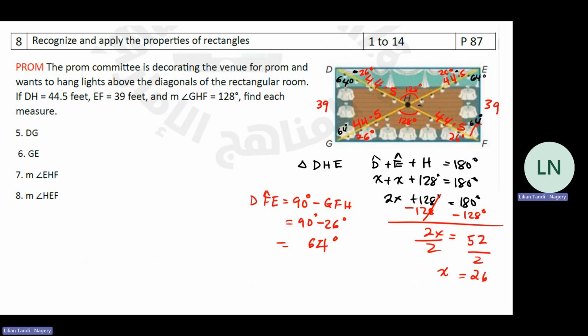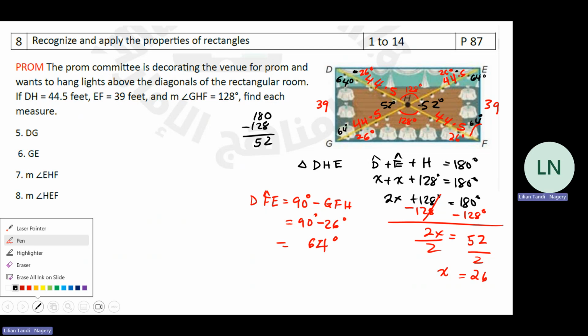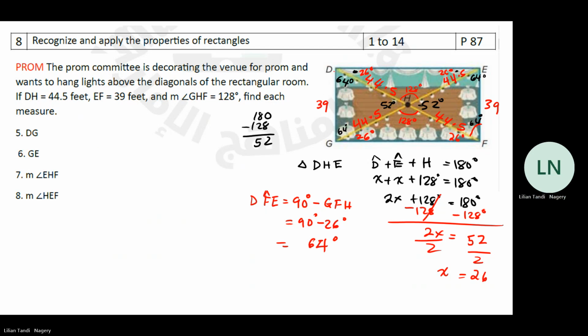Then to get this angle here, I will do 180 minus 128, which is 52. So this is 52 and this is 52 degrees. Now I should have most of my numbers. So DG is 39 units, 39 feet. Then we want GE.